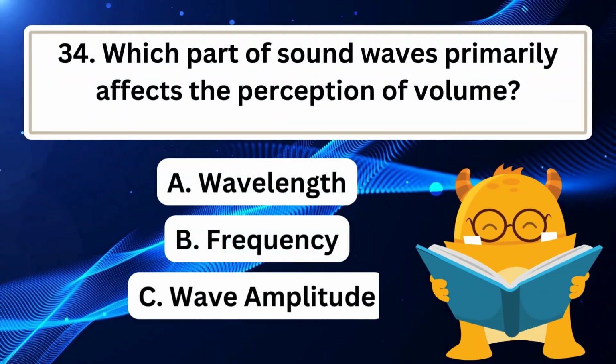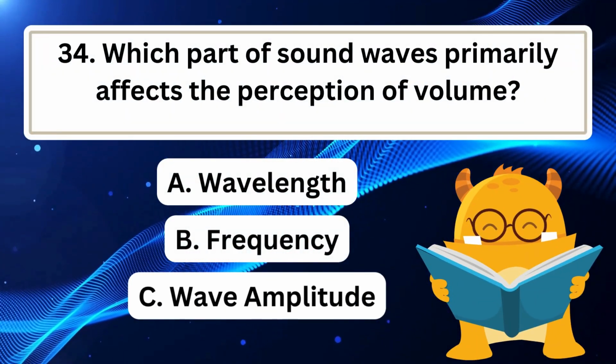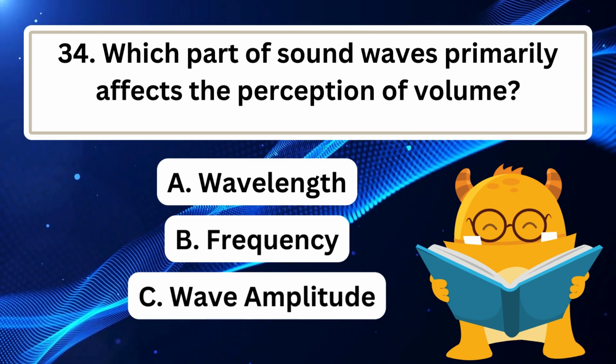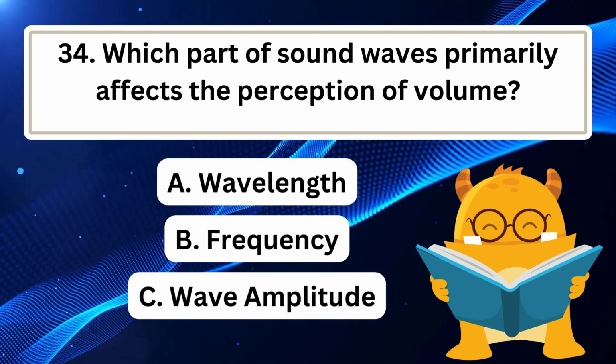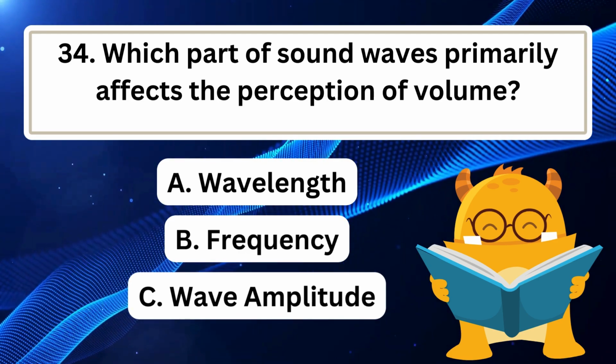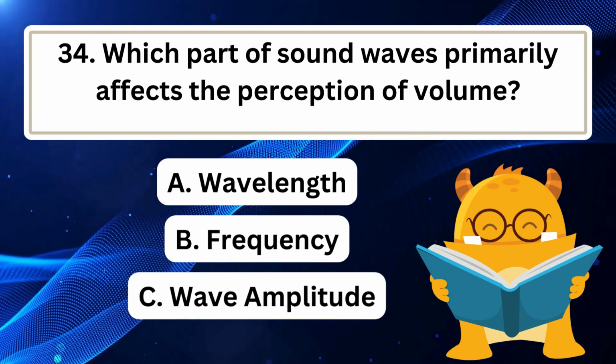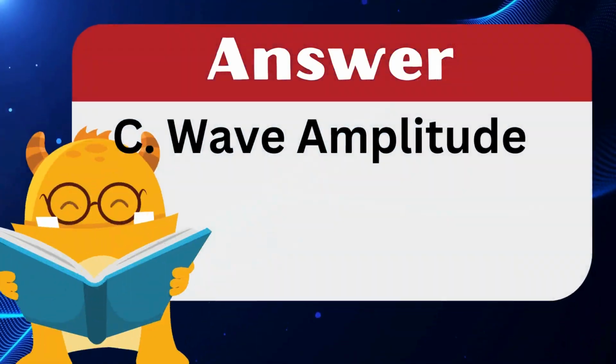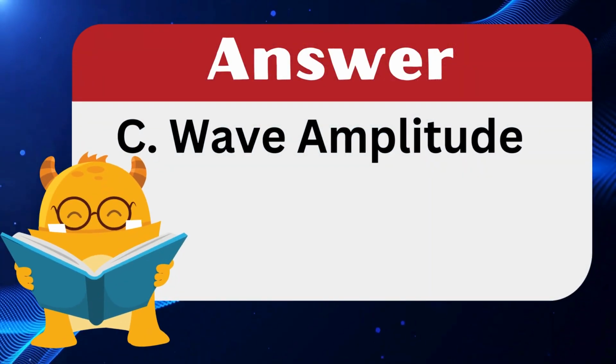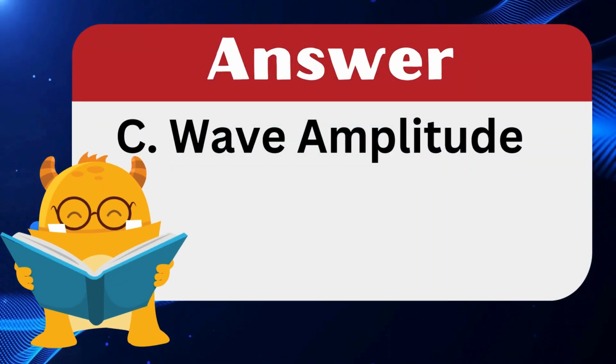34. Which part of sound waves primarily affects the perception of volume? A. Wavelength. B. Frequency. C. Wave amplitude. C. Wave amplitude. Wave amplitude influences the volume of sound perceived.